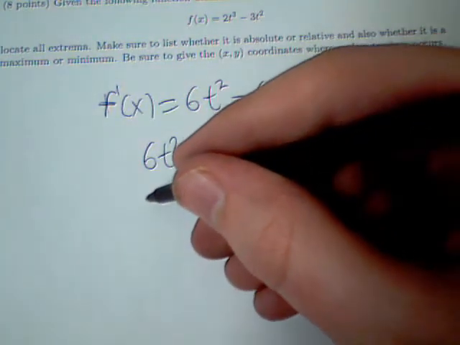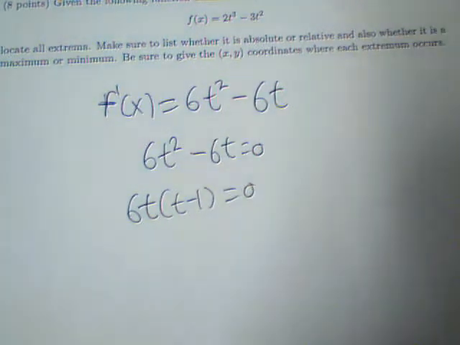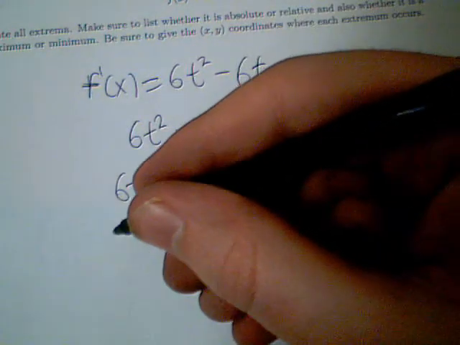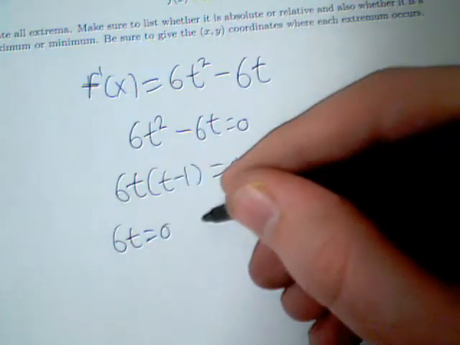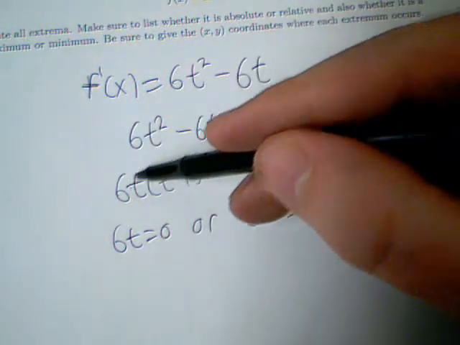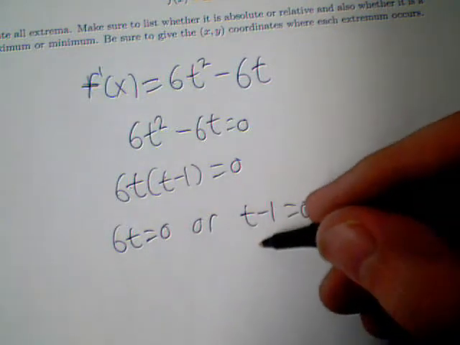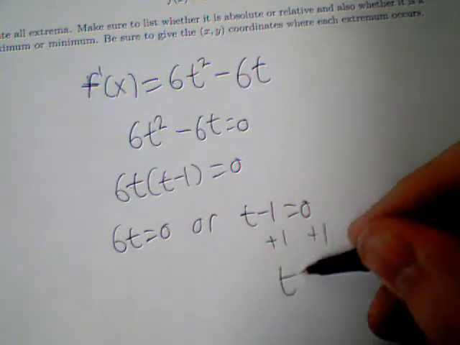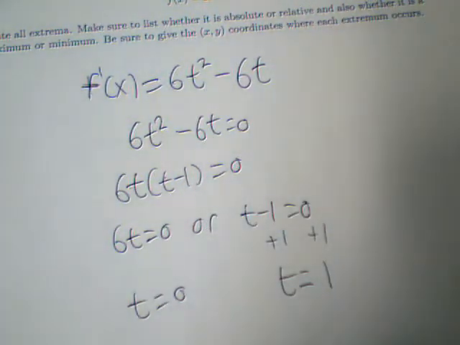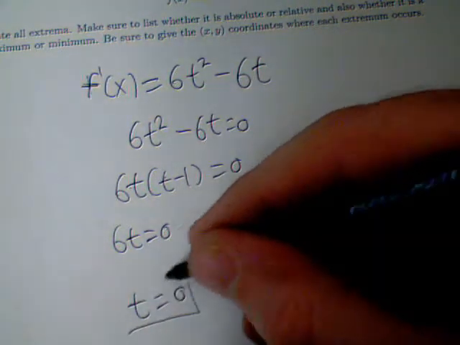And to solve that, I factor out a 6t. So 6t times (t minus 1) is equal to 0. That's only true if 6t equals 0 or t minus 1 equals 0. So we multiply two things together, and it'll equal 0 only if one of those two things is 0. So add 1, t equals 1, and here t equals 0. These are possible locations for extrema.